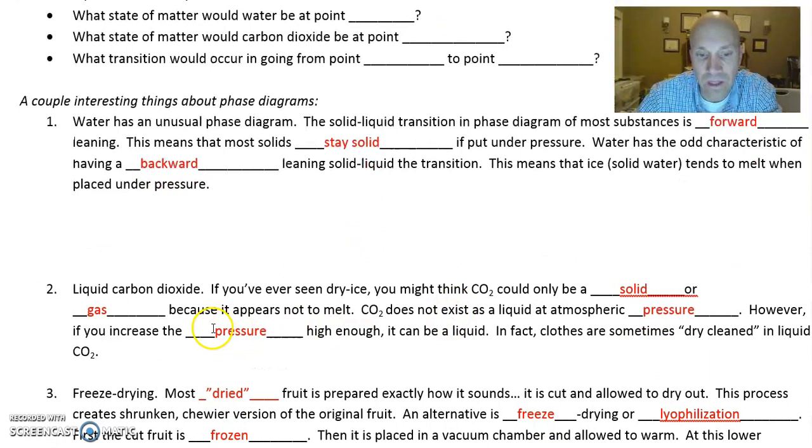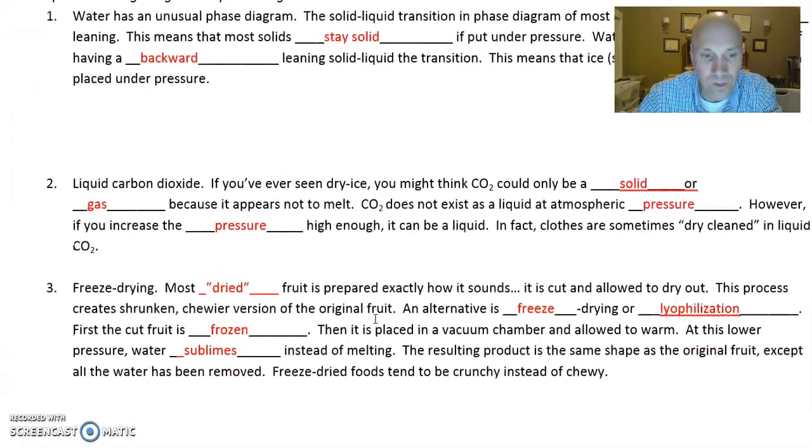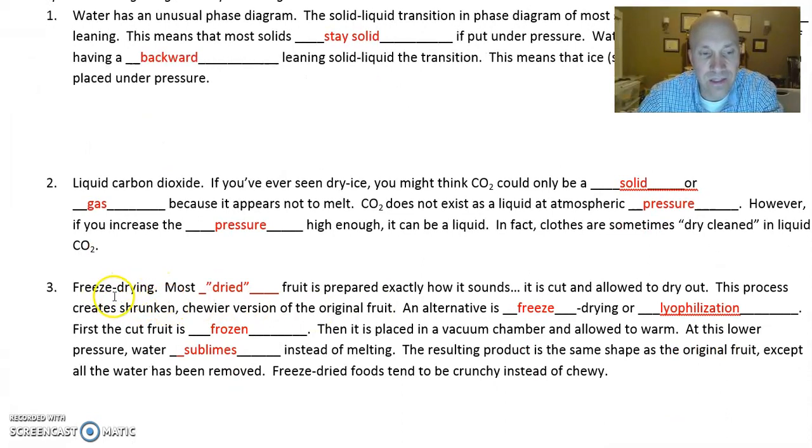All right, one way that they take advantage of that, there are actually some forms of dry cleaning where they use liquid carbon dioxide instead of water. All right, one last thing is this concept of freeze drying. You might have had freeze dried fruit. There's two types of dried fruit. So one, most dried fruit is prepared simply by cutting it and letting the water evaporate. If you've ever had a type of fruit like this, it's kind of chewy and dense.